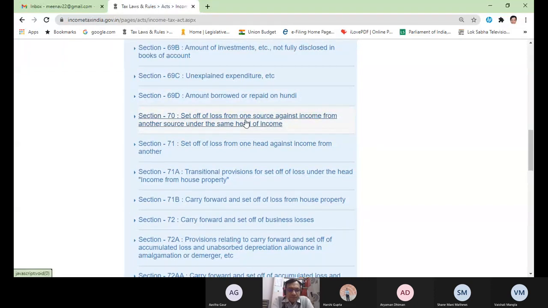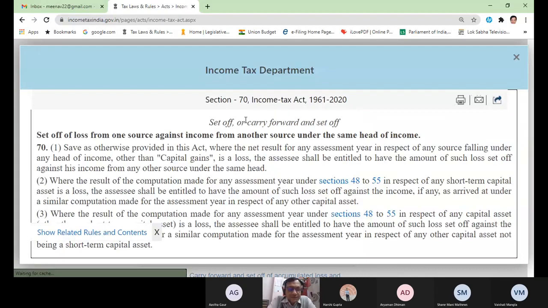Now what it says, if you click section 70: set off or carry forward and set off. What is this structure basically? There are three steps of adjusting negative incomes. First is intra-head. Like there are three house properties in my example. First, I should try to adjust within the house property head, negative and positive. Like house property 1 may show negative, house 2 and 3 may show positive. So first, I should try to adjust within the same head. This is my first stage.